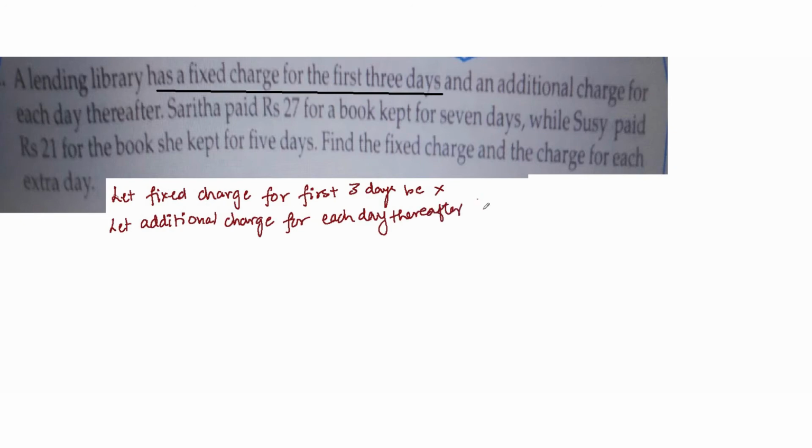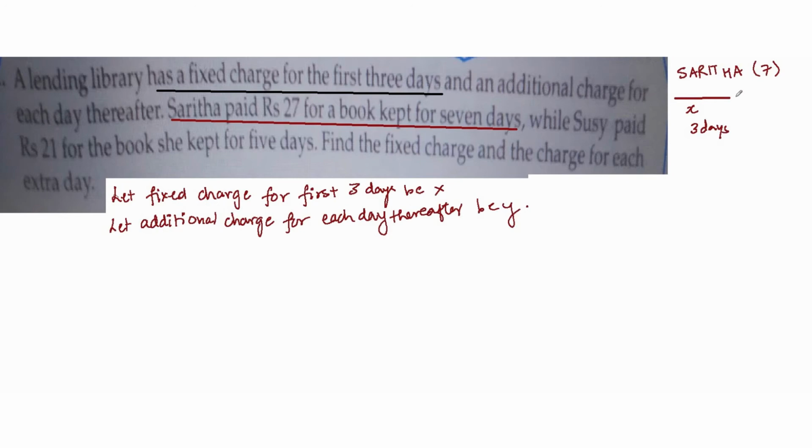be Y. Okay. Now Sarita paid rupees 27 for a book kept for 7 days. That means Sarita kept the book for 7 days. So let us write this here. Sarita kept the book for 7 days. So for 7 days, what charges would she pay? For the first 3 days, the charges are fixed. So she is going to pay X rupees for the first 3 days. And then she totally borrowed it for 7 days.